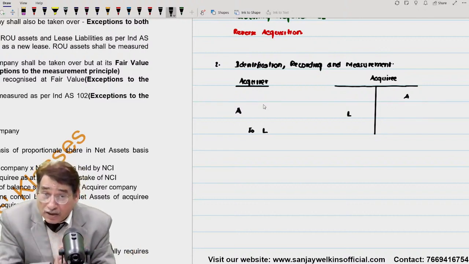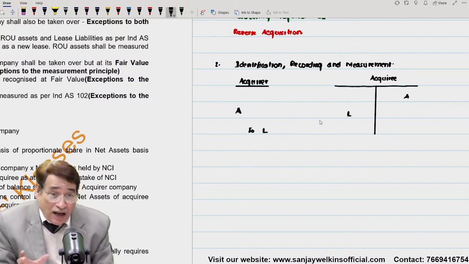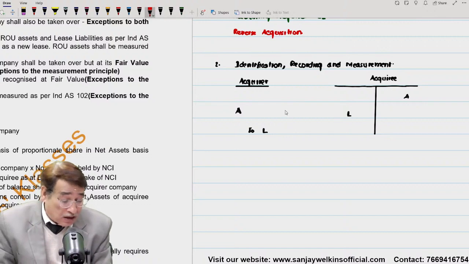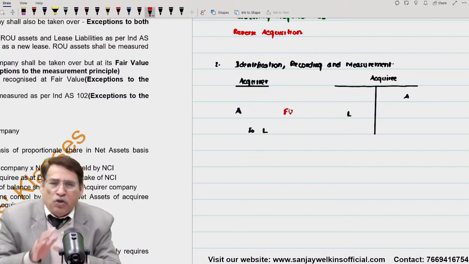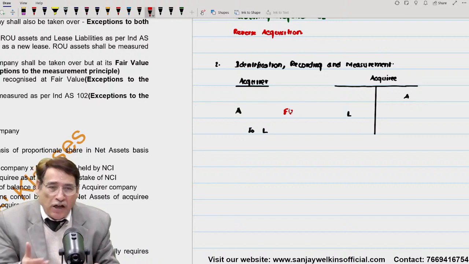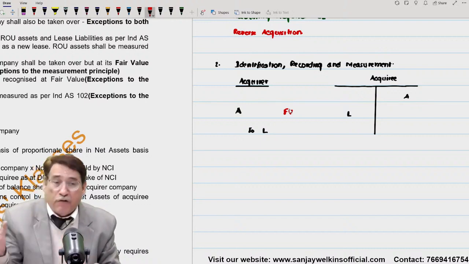But the point is that all the assets and liabilities you are going to record at fair value. This is very important. When I'm writing FV, it means fair value. This is the general principle that all the assets and liabilities of the acquiree company will be recorded by the acquirer company at fair value.